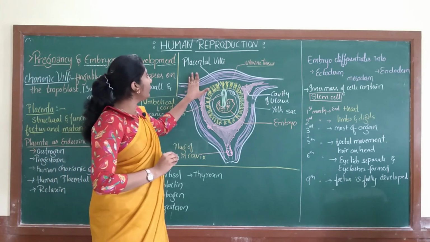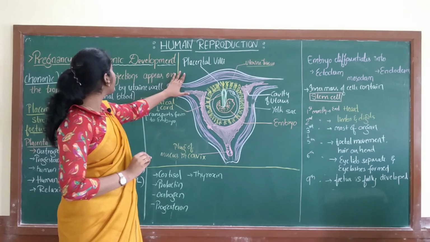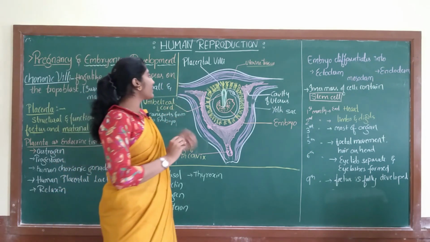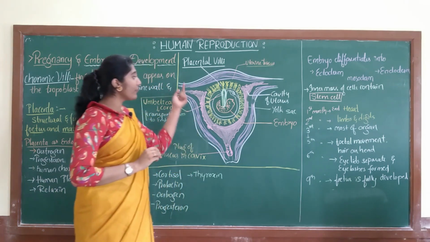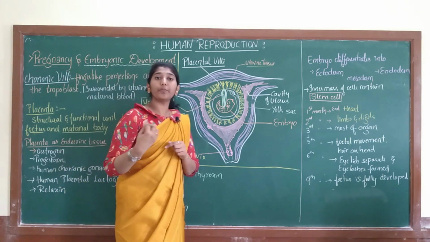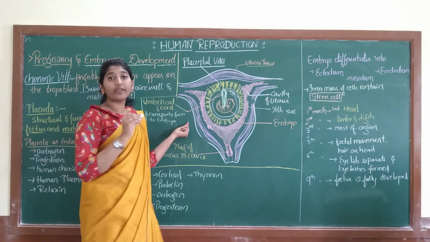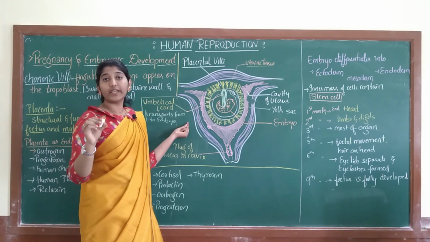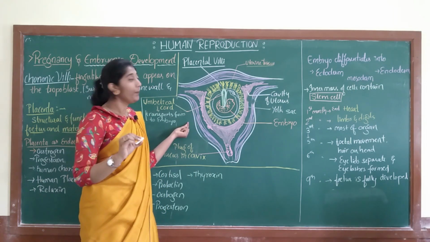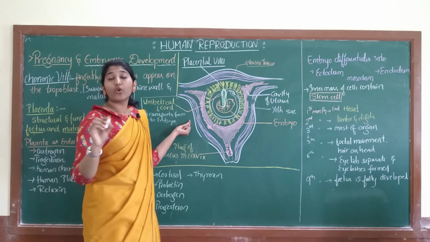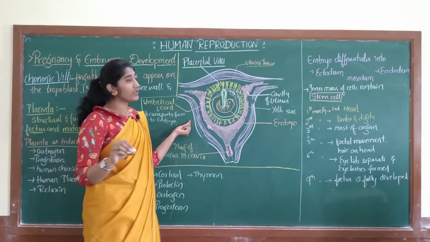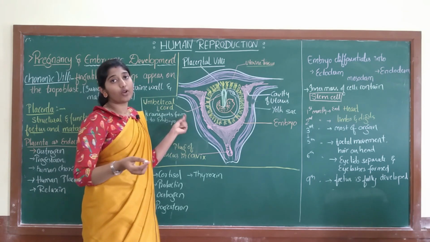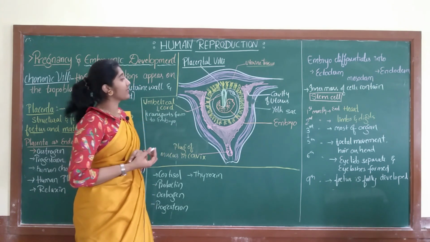So this is about pregnancy and embryonic development. We will start with placental villi. Before we start that, in the previous class you have studied various dividing and redividing stages of the embryo: the zygotic division or cleavage, the morula and blastula, the blastocyst and the trophoblast. All that we have studied in the previous class.